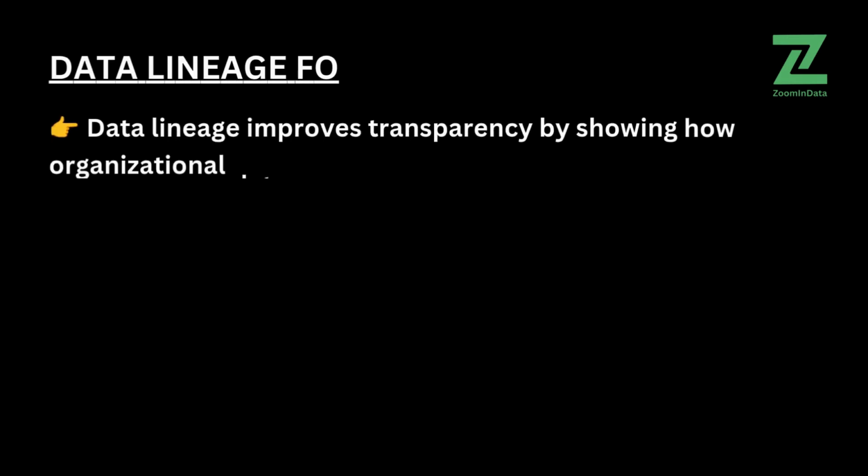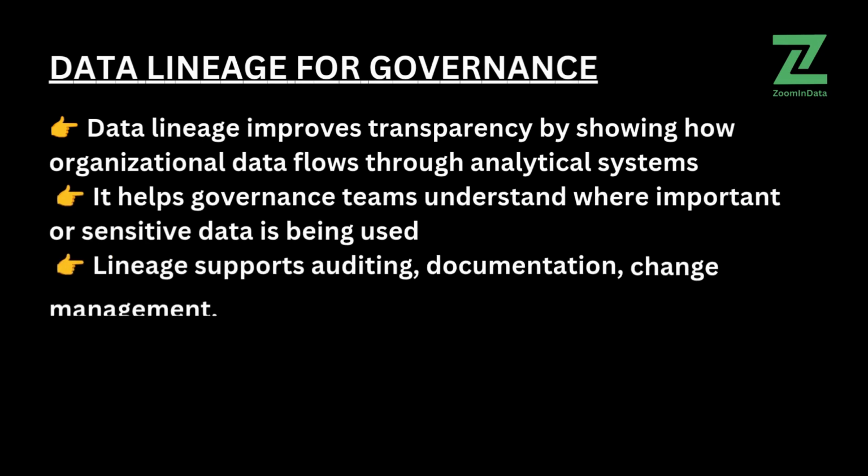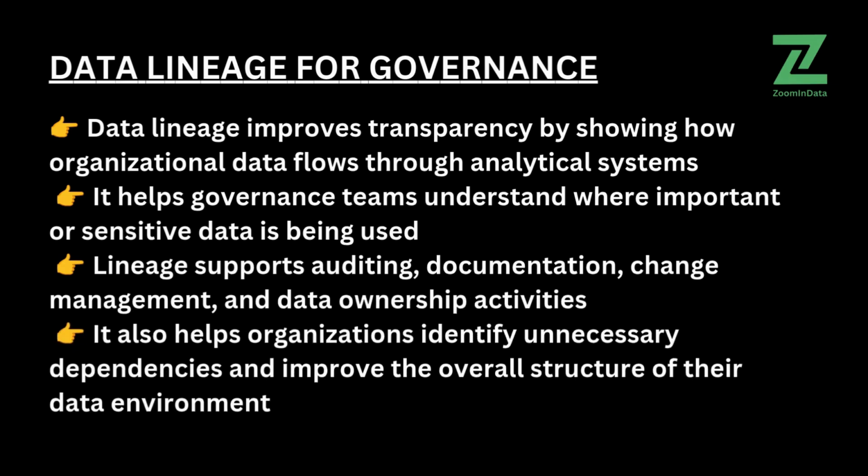Data lineage improves transparency by showing how organizational data flows through analytical systems. It helps governance teams understand where important or sensitive data is being used. Lineage supports auditing, documentation, change management, and data ownership activities. It also helps organizations identify unnecessary dependencies and improve the overall structure of their data environment.